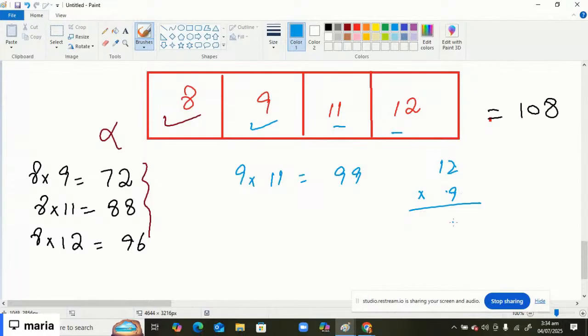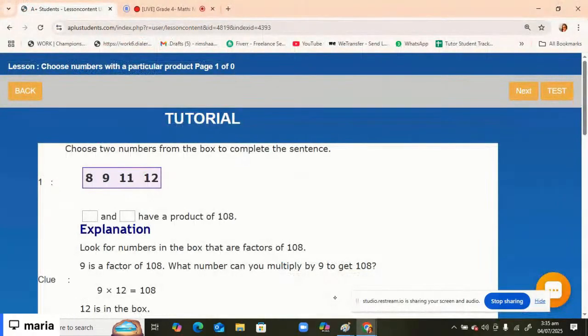18. Putting 8 here, 1 goes up as a carry. 9 times 1 is 9, plus 1 is 10. So here it makes 9 times 12 is 108, and that is our answer. 9 times 12 is 108. Okay.